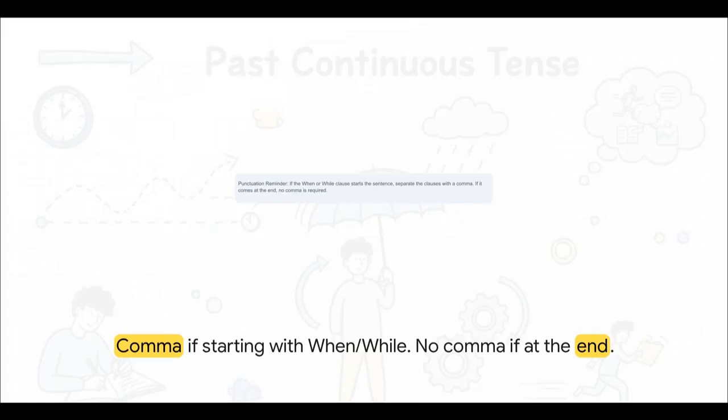Real quick before we move on, I want to highlight a crucial punctuation rule. If you start your sentence with a when or while clause, you've got to place a comma right in the middle to separate the two actions. But if that when or while clause comes at the very end of your sentence, just drop the comma entirely. It's a tiny quick fix, but it instantly elevates the polish of your writing.